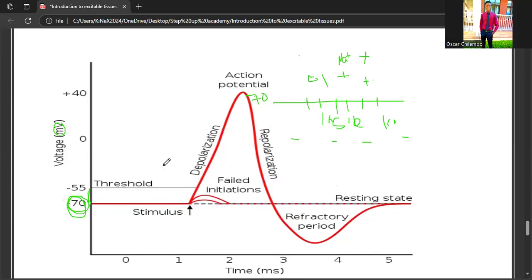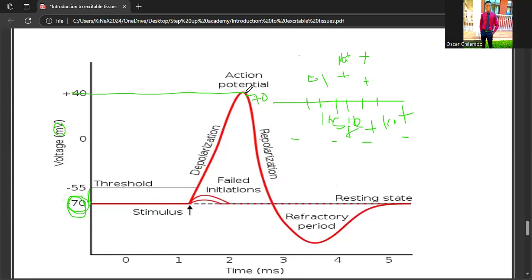It causes an overshoot because inside the cell has now become more positive as compared to outside. Overshoot reaches about positive 40 millivolts. At this point, the cell is hyper positive inside. But whenever it reaches positive 40 millivolts, the voltage gated channels for sodium close.